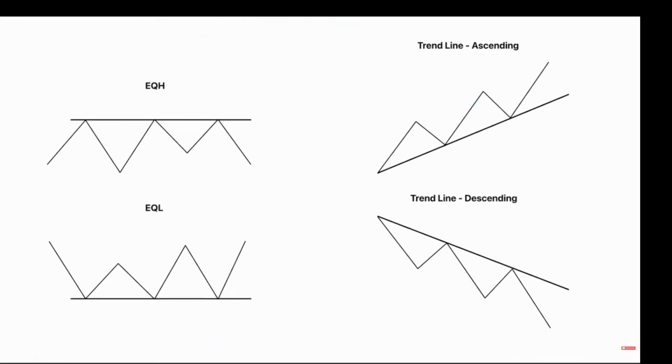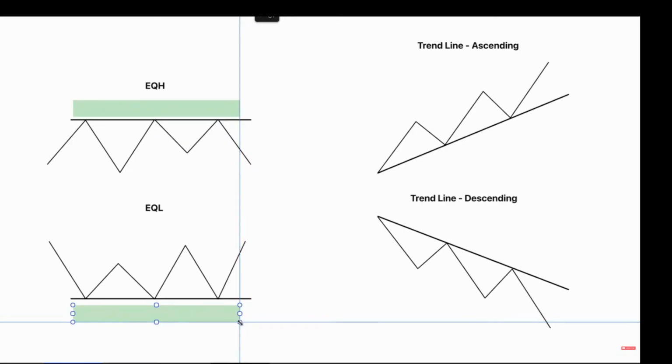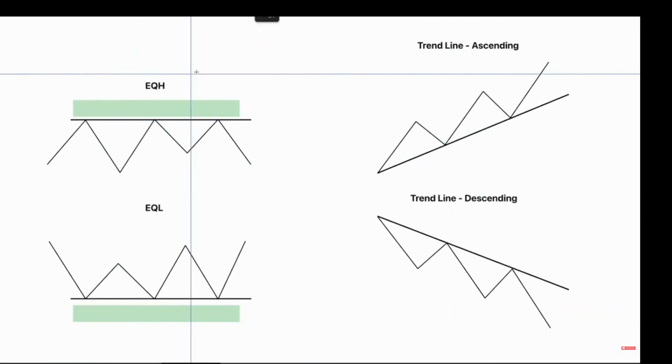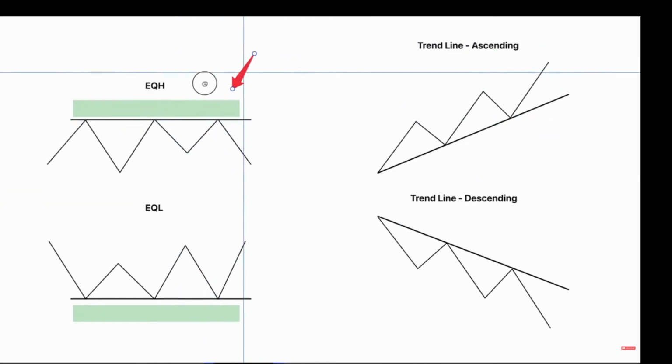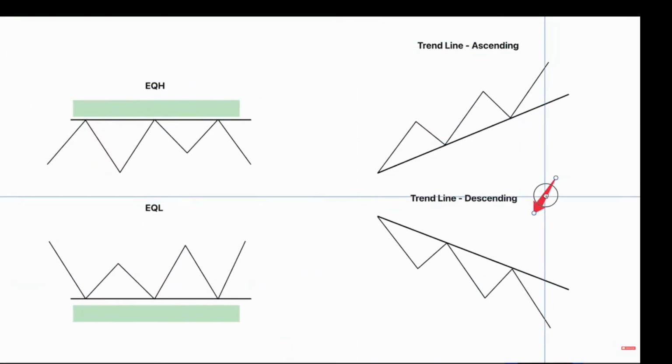So liquidity in a market refers to orders. Orders generally in the form of stop losses and buy stops and sell stops. There are two very common forms of liquidity and two that we'll be using in the more advanced method. These are equal highs, which is this one here, and equal low liquidity, which simply refers to support and resistance levels, and then ascending and descending trend lines.